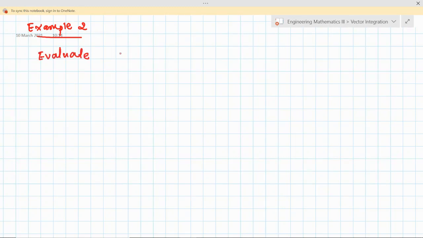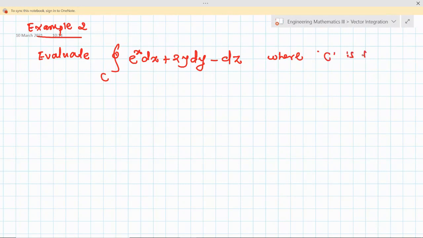Evaluate this line integral over c of e raised to x dx plus 2y dy minus dz, where c is the curve x square plus y square is equal to 4, z is equal to 2.